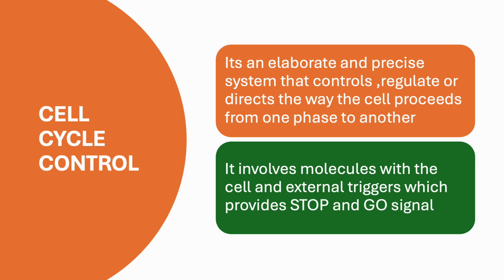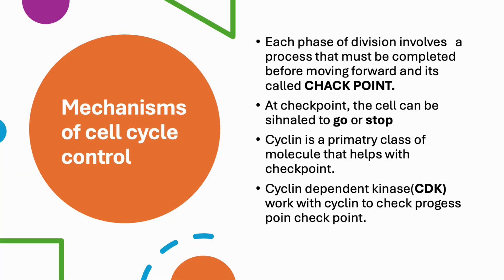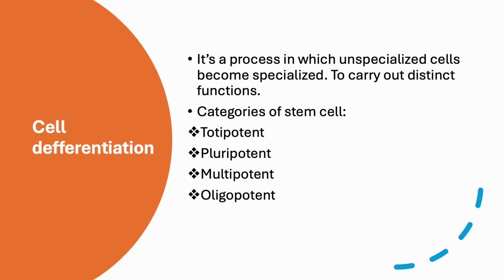During cell division, there are cell cycle controls to prevent overgrowth or mutation of the cell. They involve molecules within cells and external triggers which provide stop and go signals. Each phase of division involves a process that must be completed before moving forward and is controlled by a checkpoint. At a checkpoint, the cell can be signaled to go or stop. Cyclin is a primary class of molecule that helps with checkpoints. Cyclin-dependent kinase works with cyclin to check progress points of cell division.